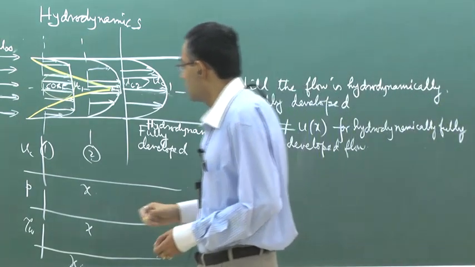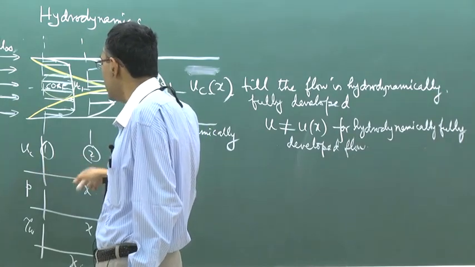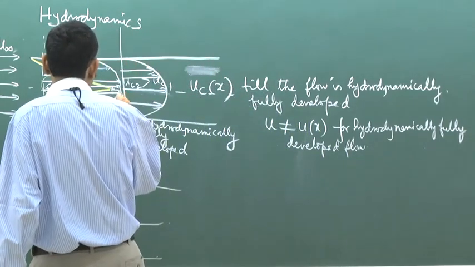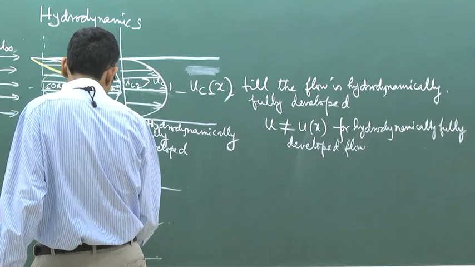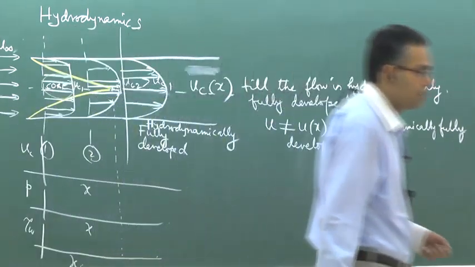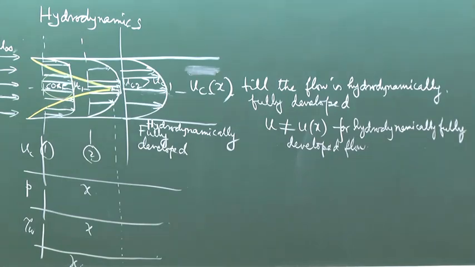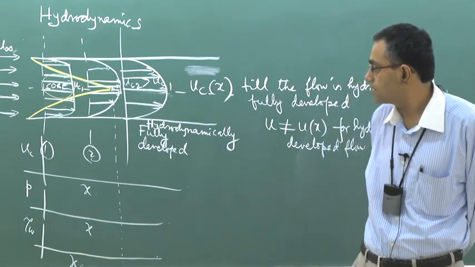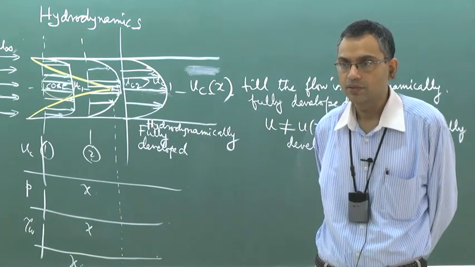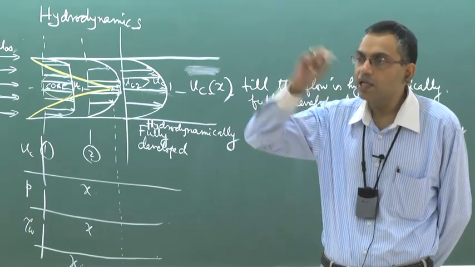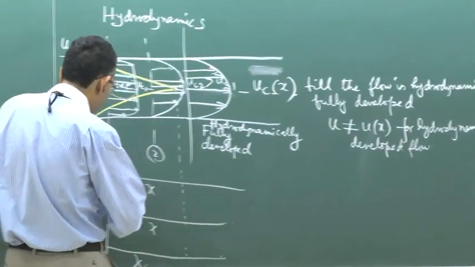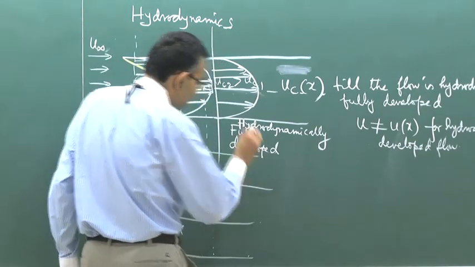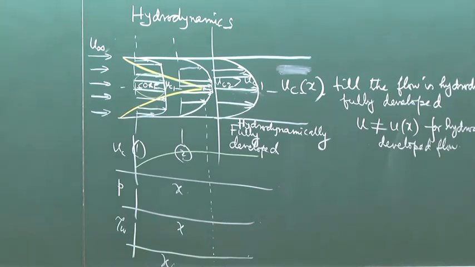So with this concept, now let us try to draw this graph of u center line versus x. How will the graph look like? Let us assume that the flow has become hydrodynamically fully developed here. So u center line versus x, or u core versus x, how will the graph look like? The core velocity increases till the flow becomes fully developed. After it has become fully developed, it doesn't change anymore, right?